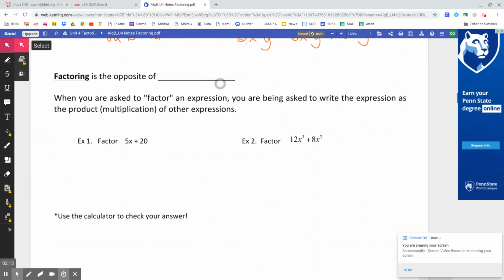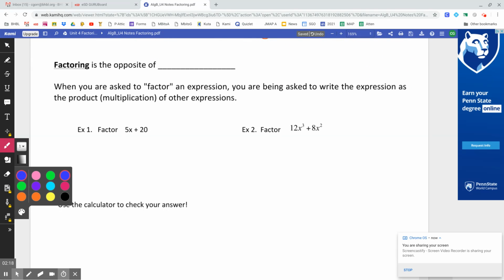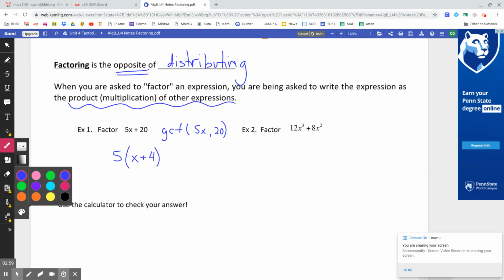So when I say to you, we are going to factor an expression, I mean that we are doing the opposite of distributing. So when I am doing the opposite of my distribution, I am looking for it to be written as the product of 2 other expressions. So the first thing I do is I find the GCF. So the GCF of 5x and 20 is 5. So I'm going to factor out a 5. And when I factor it out, I'm now going to undistribute, divide out by a 5, and I'd be left with an x plus 4 in my parenthesis. So if I were to redistribute my 5, I would end up with my original expression, 5x plus 20.